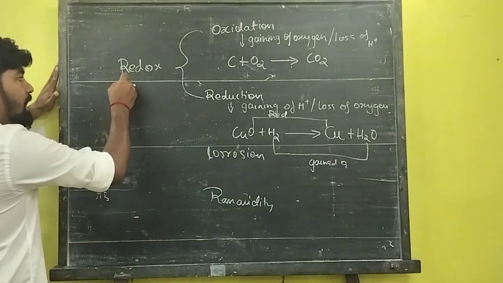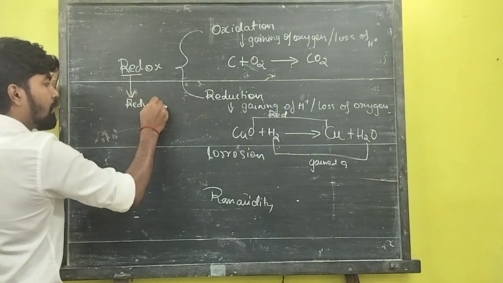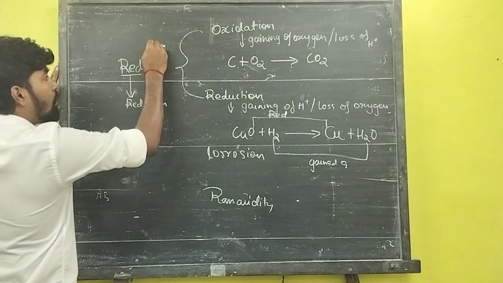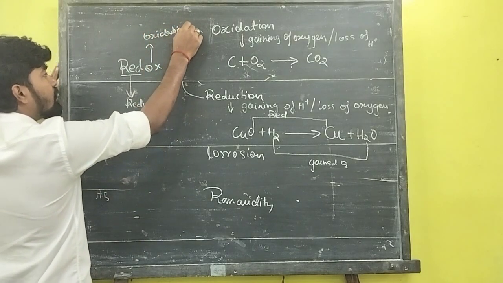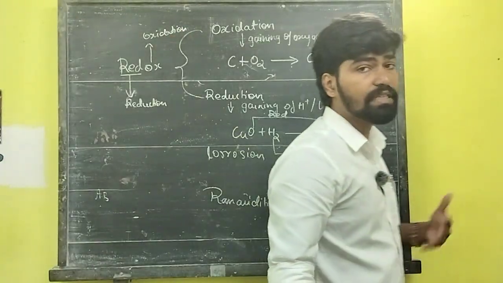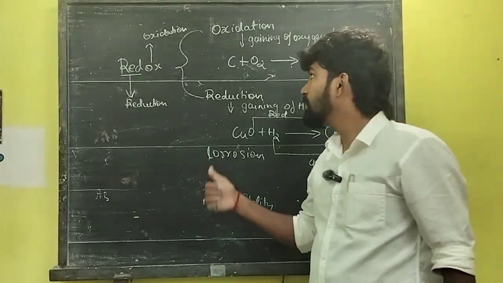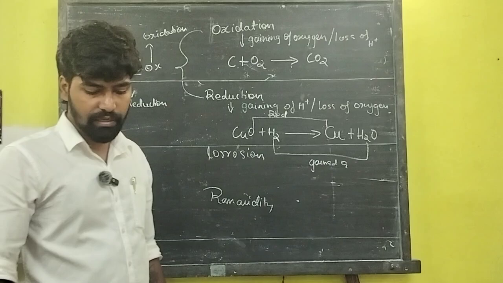So redox is in the name itself: RED means reduction and OX means oxidation. So such a type of reaction in which both oxidation and reduction take place simultaneously, we call it a redox reaction. Hopefully you have understood this.